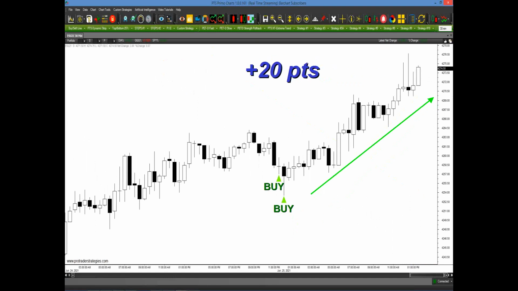Now, here's a 30-minute chart of the E-mini futures. This was just last Friday, on the 25th. So just about 3 or 4 days ago. Nice upward trend, followed by a moderate pullback. 2 buy signals were generated, and in the day, you could have potentially made 20 points. That's $1,000 per contract. If you had 10, you know what that is. That's a nice little profit for the day.